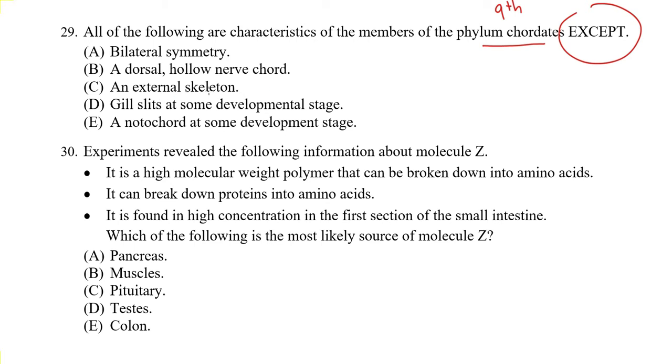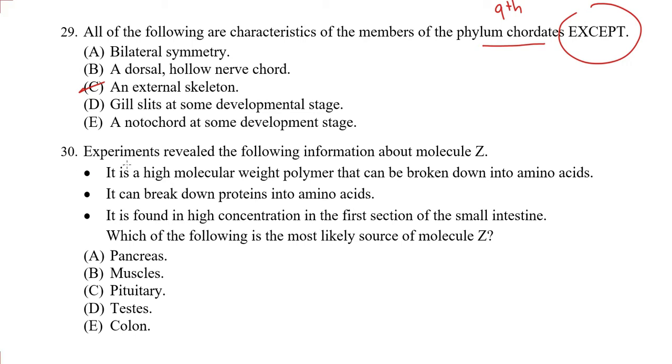An external skeleton, yes, because they have an internal skeleton in the form of bones or cartilage or both. Gill slit at some developmental stage, no, by embryology we said that humans, for example, have gill slits that change into Eustachian tube in the future. A notochord at some developmental stage, no, and sometimes it remains forever, and sometimes it develops into a vertebral column.